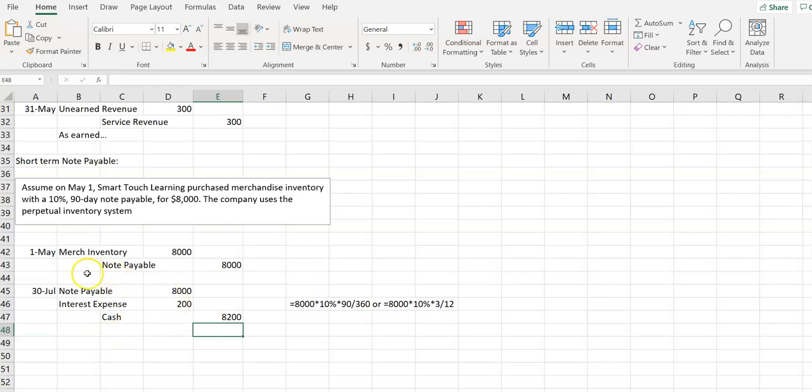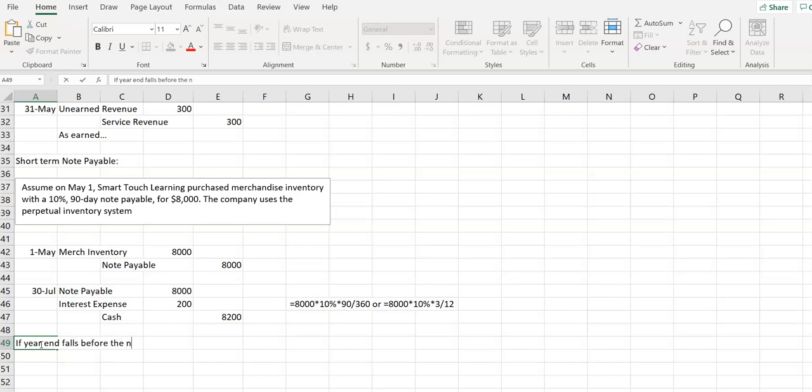All right, and remember, if the year end had fallen in the middle here, you would have to accrue interest. So if year end falls before the note is paid, you have to accrue interest expense and interest payable at year end.